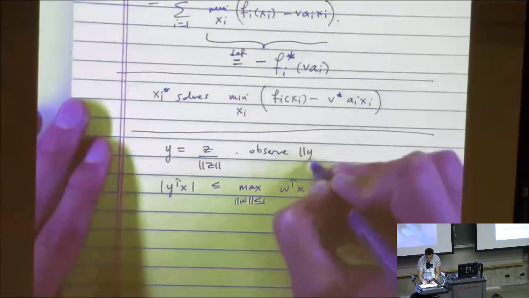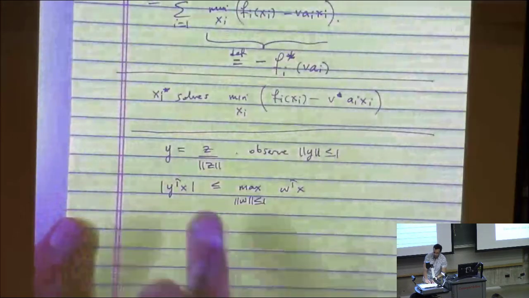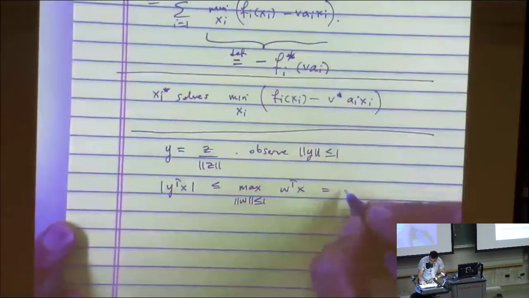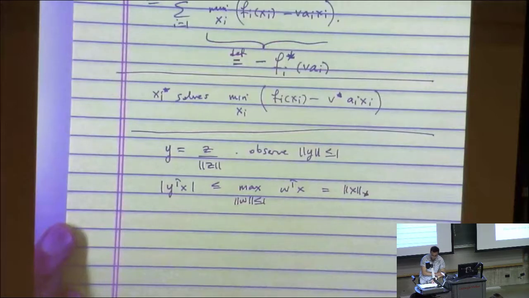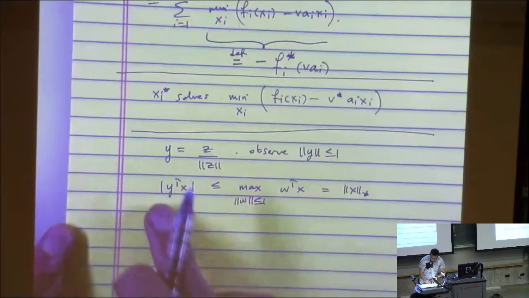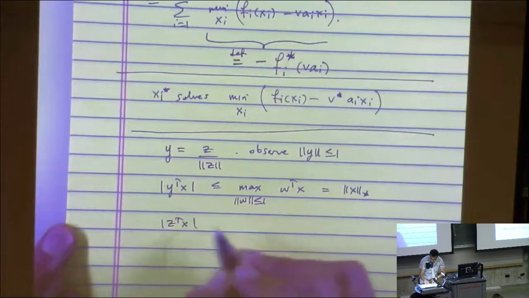And of course, by construction, y itself has norm less than or equal to 1. So that's why this holds. But this is exactly equal to, by definition, the dual norm of x. That's the definition of the dual norm. And if we remember that y was z over its norm, and we plug in for z and move the norm of z to the other side, we get this Holder's inequality.